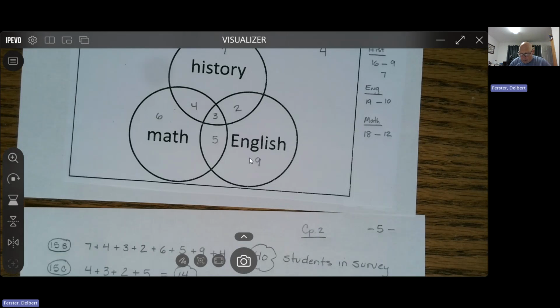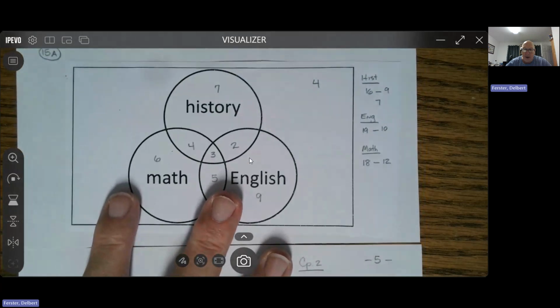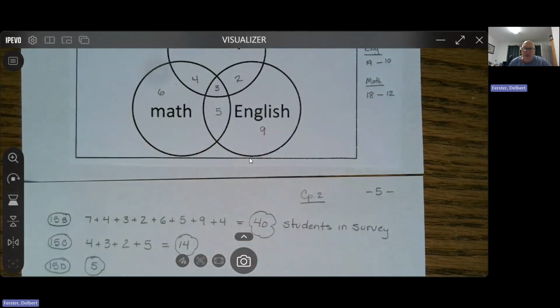Part B says how many students, and that means you're just going to add everything that you see anywhere on that Venn diagram. So that's going to be 7 plus 4 plus 3 plus 2 plus 6 plus 5 plus 9 plus 4, and that's 40 students total.